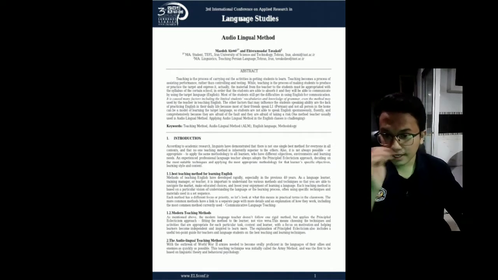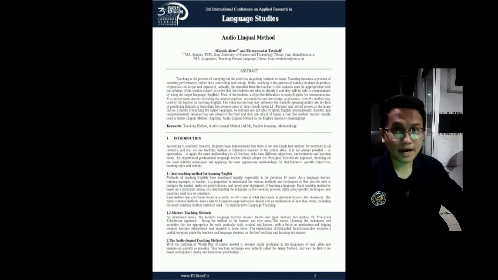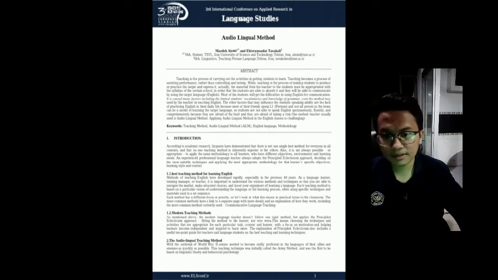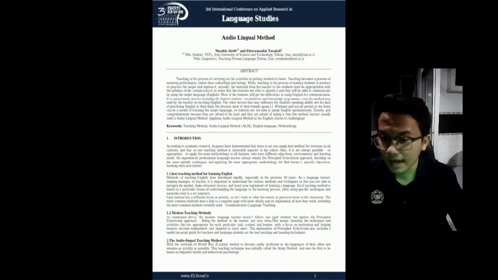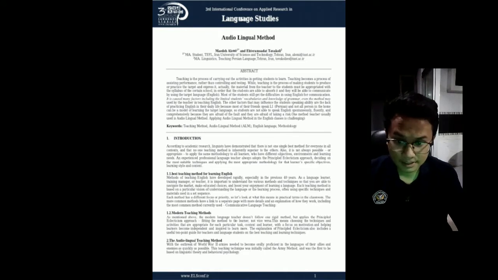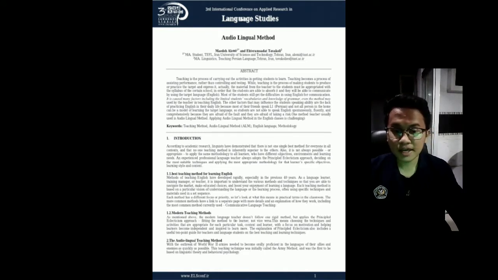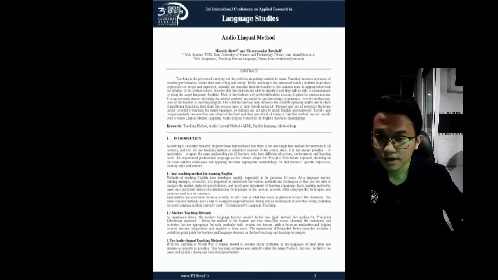1.2 Modern teaching methods. As mentioned above, the modern language teacher doesn't follow one rigid method, but applies the principled eclecticism approach, fitting the method to the learner, not vice versa. This means choosing the techniques and activities that are appropriate for each particular task, context, and learner, with a focus on motivation and helping learners become independent and inspired to learn more. The explanation of principled eclecticism also includes a useful 10-point guide for teachers and language students on the best teaching and learning techniques. Okay, moving on.